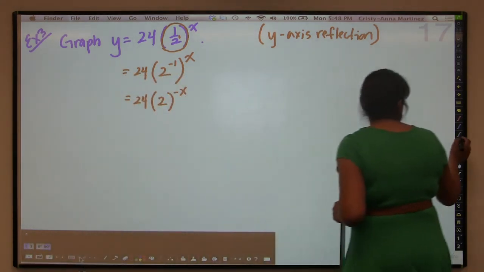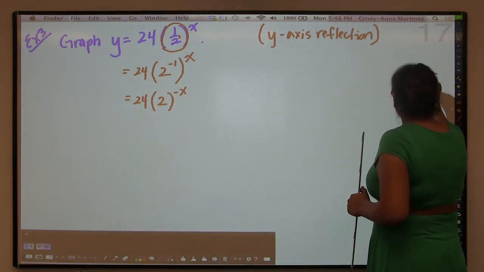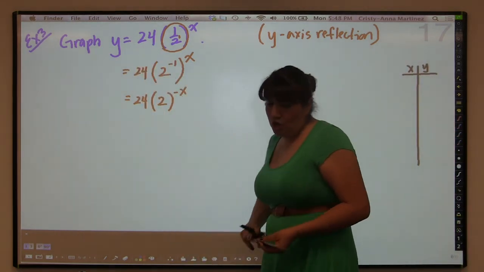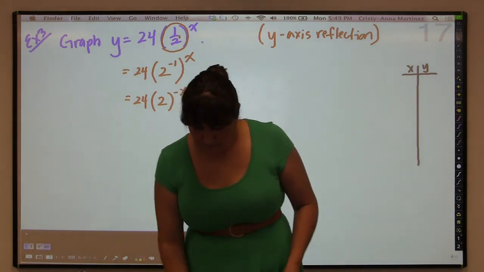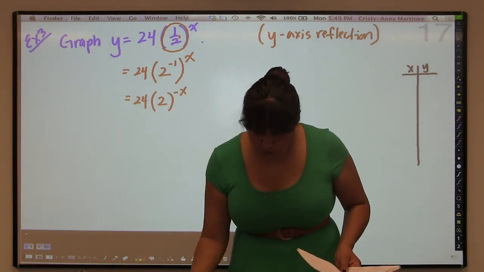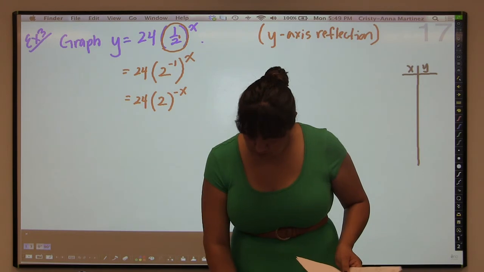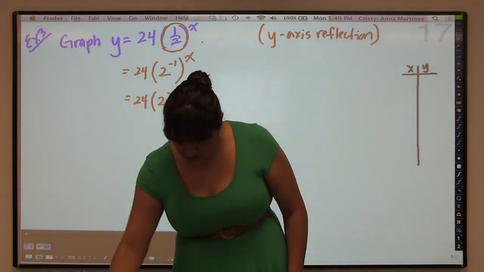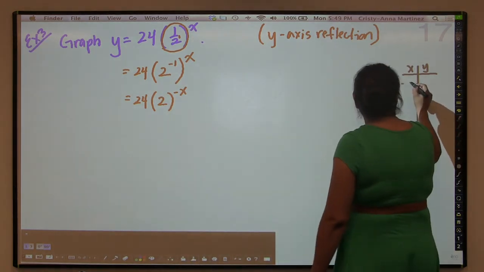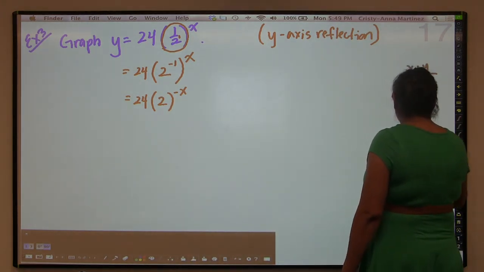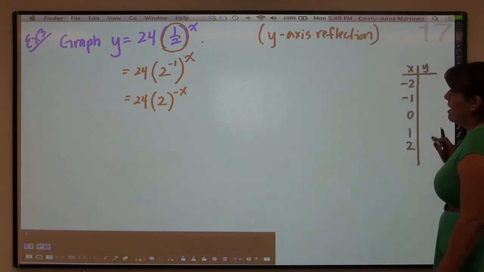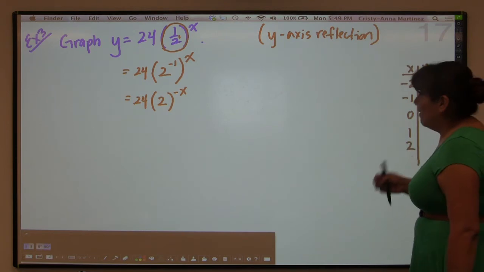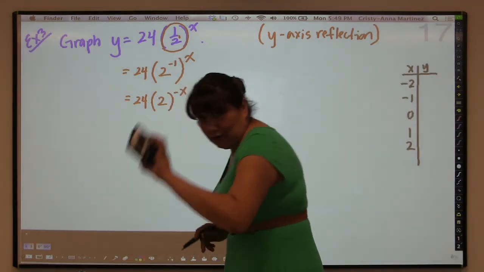Alrighty? So again, the first thing we're going to do is make a little t-table. Okay? And the 24 is a really big number. I want to go same values from before. Just keep in mind that it's beneficial sometimes for you to make your t-table first, because that will kind of determine how big you want to make your graph. So what happens with -2? Well, I'm going to get my little calculator over here.